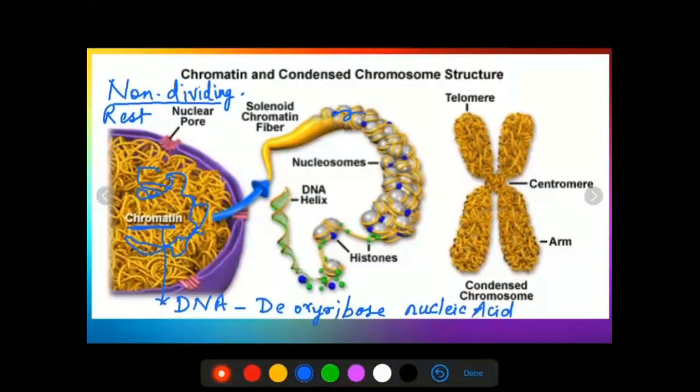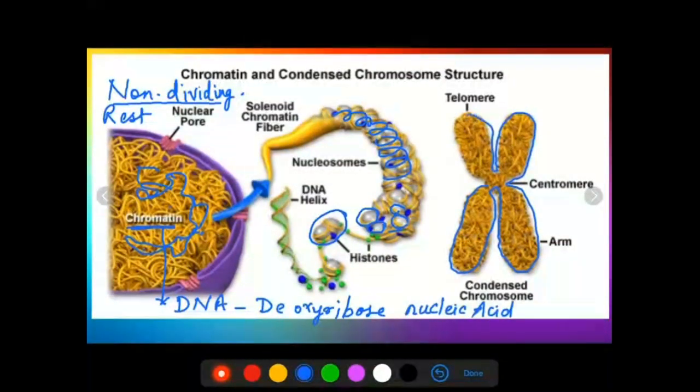But this structure coils and condenses around some small proteins. These shiny pearl-like structures are histone proteins. So the DNA coils around this histone protein, and then after thick coiling and condensation, they take up the shape of these structures, which are, yes, chromosomes.